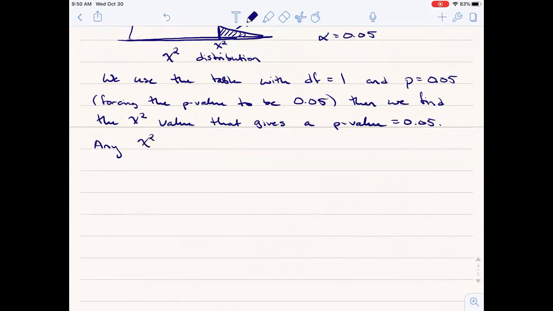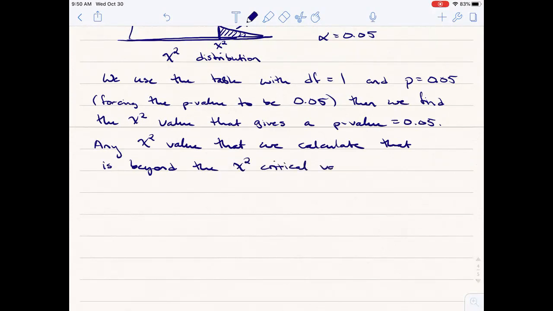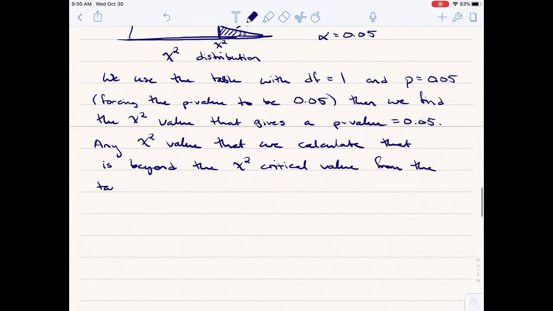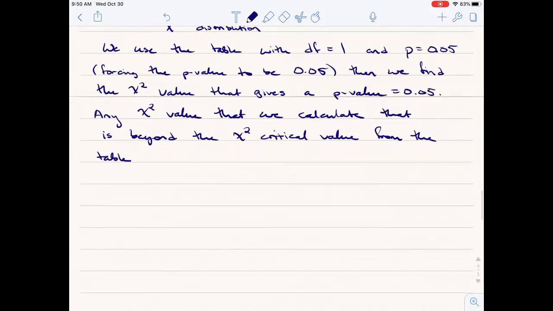So any chi-squared value that we calculate that is beyond the chi-squared critical value from the table lets us reject H naught in favor of HA.